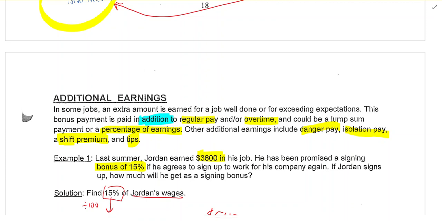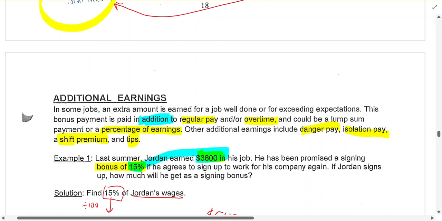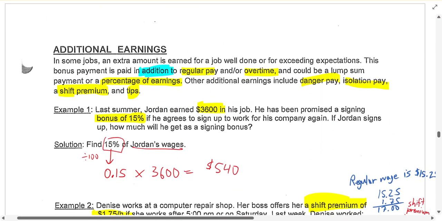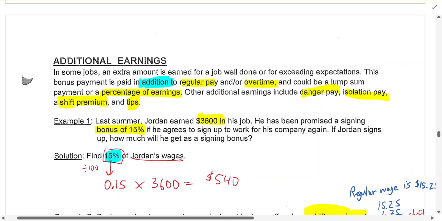Example number 1: Jordan earned $3,600, but gets a signing bonus. To lure you into their company, they decided to give a signing bonus of 15%, which is pretty awesome. So you just take 15% of $3,600. You have to take your percentage, 15%, and turn it into the decimal.